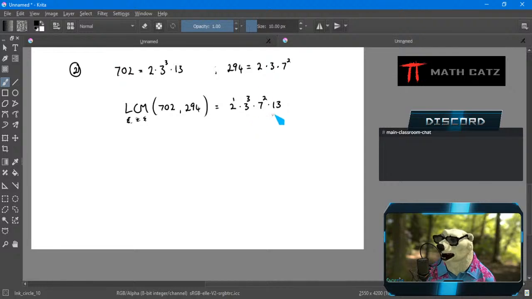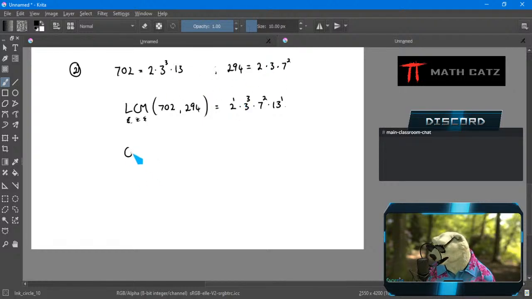When it comes to 13, 294 doesn't care, but 702 does, and only needs 1. So again, the 1s are optional, but there's no harm in writing them. You can always write them. And there we go. Once I understand what the L, C, and the M are asking me to do, then it's just a matter of using the building blocks and the right number of them.